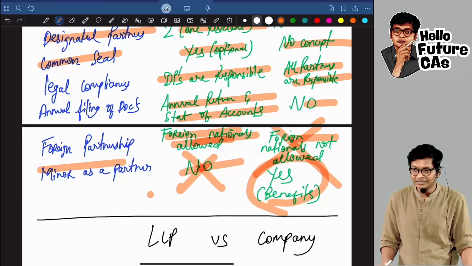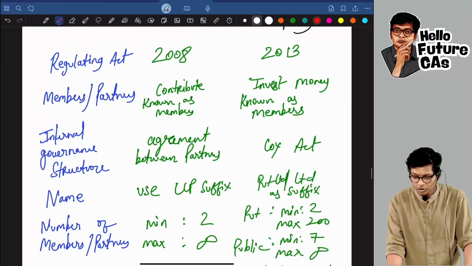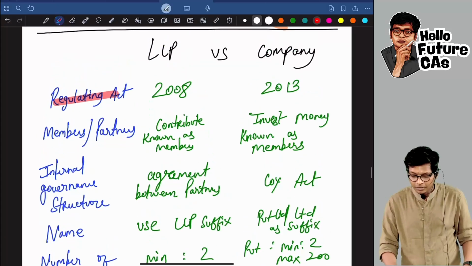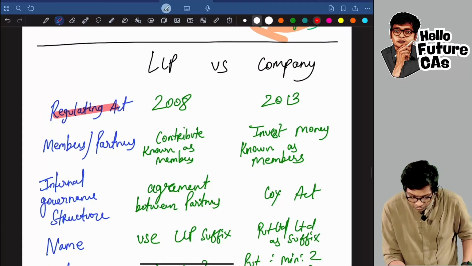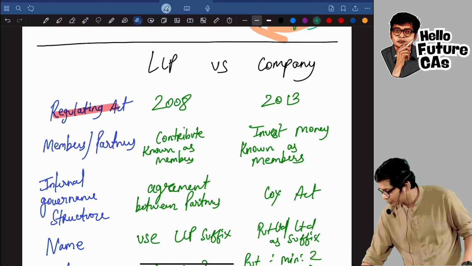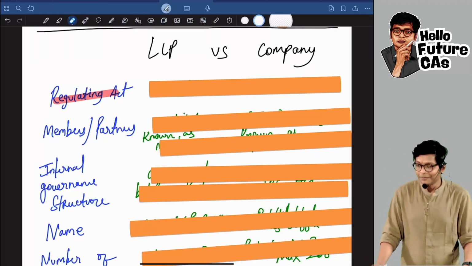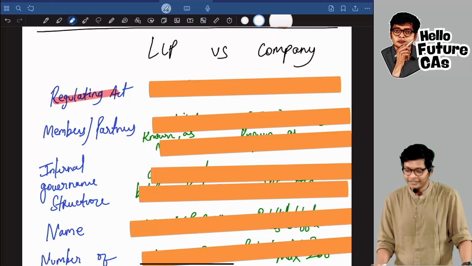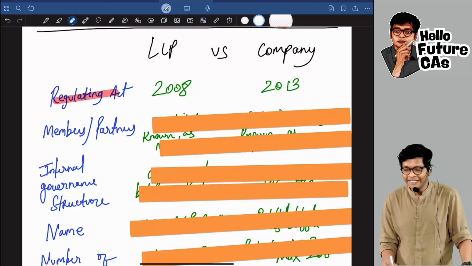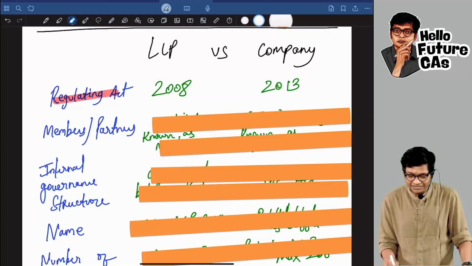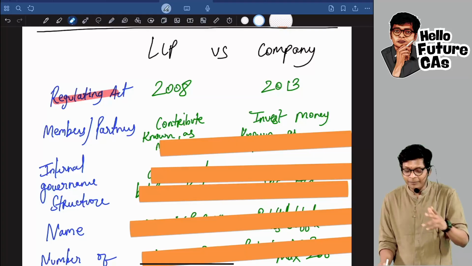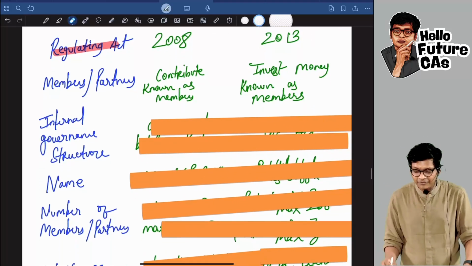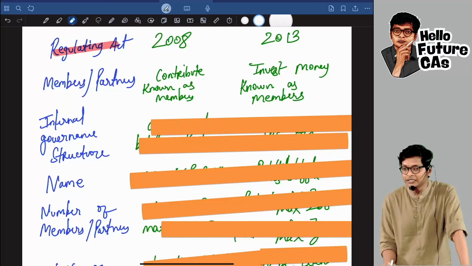Are you following, guys? Similarly you have it for company, guys. Go through it at your end. Which act? Company, 2013. Welcome back, recording students. Now you have to participate with me. Let's see how well you know LLP and company. Act: 2008, 2013. Members: in LLP you call them members, in a company you call them shareholders, and they will contribute money. Okay. Internal governance structure: LLP has internal governance in the LLP agreement.